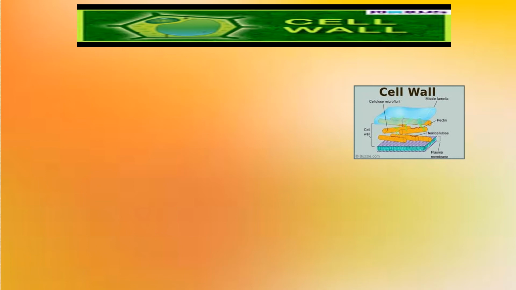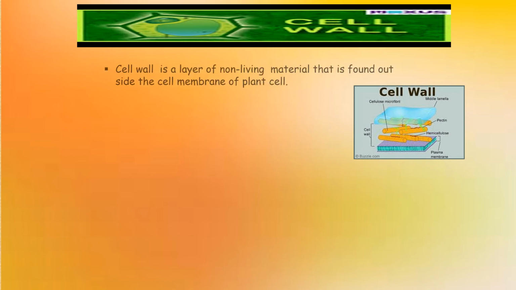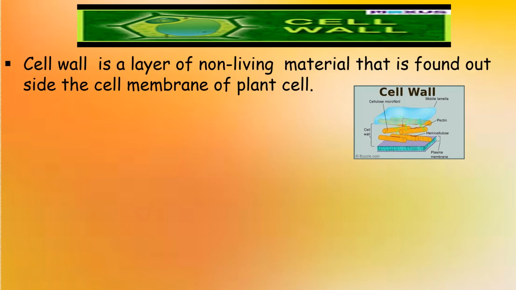Cell wall. All of the structures you have seen so far are found in both animal and plant cells. However, some structures are only ever found in plant cells. There are three in particular: the cell wall, permanent vacuole, and chloroplast. The cell wall is a layer of non-living material that is found outside the cell membrane of plant cells. It is made mainly of a carbohydrate called cellulose.